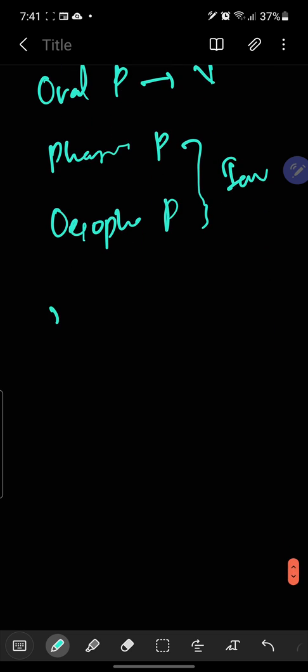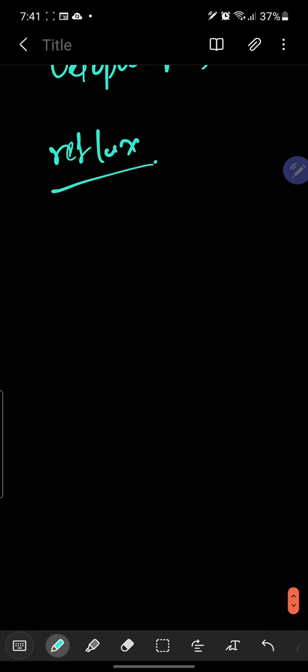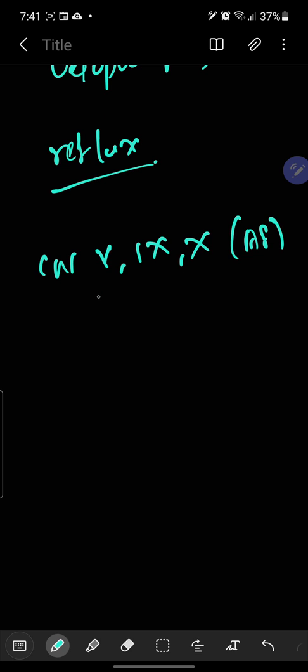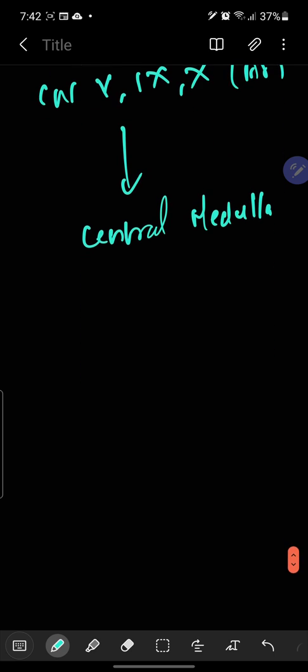Now, the deglutition reflex. The sensory nerve fibers are cranial nerves 5, 9, 10. These are afferent, that means these are the sensory innervations. They go to the central medulla, where they pass along the nucleus tractus solitarius.